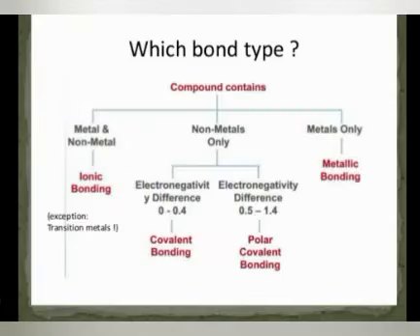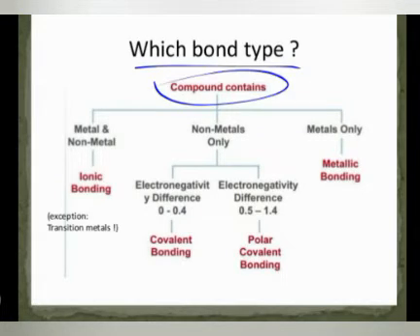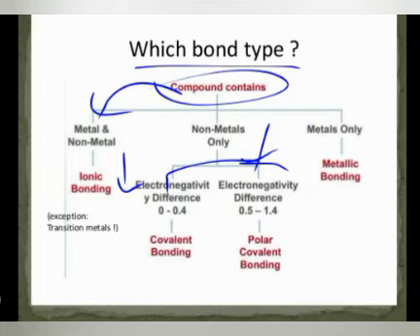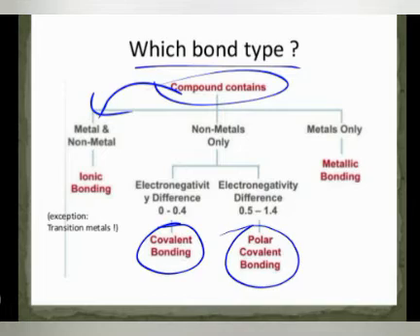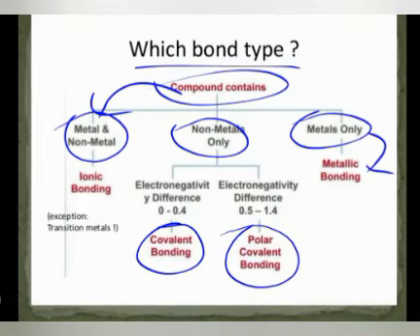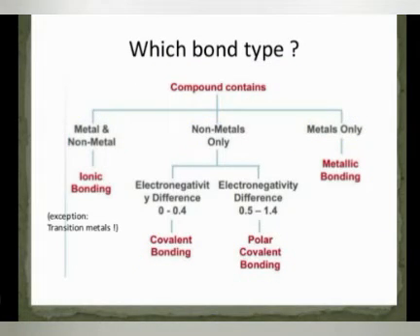Okay. Now which type of bond is there? You can see a compound containing metal and non-metal is called ionic. This is the conclusion, the revision I am doing. Non-metal only causes two types, based on electronegativity difference: covalent bond and polar covalent bond. Two types of bond come from non-metal with non-metal. Metal with non-metal is ionic bond and metal only is metallic bonding. So this is the revision of the first part.